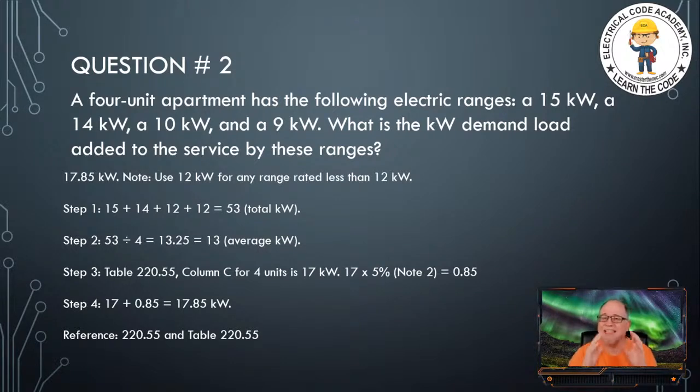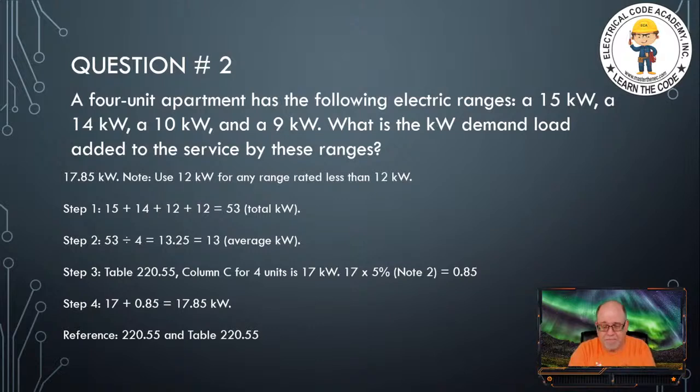Now, what did it say? That is the total connected kW for these 4 ranges. Now we want to divide that by how many? 4, because we had 4 ranges. Remember what the rules in note 2 said. So that would be 53 divided by 4. That is 13.25. Now remember, that's our average.